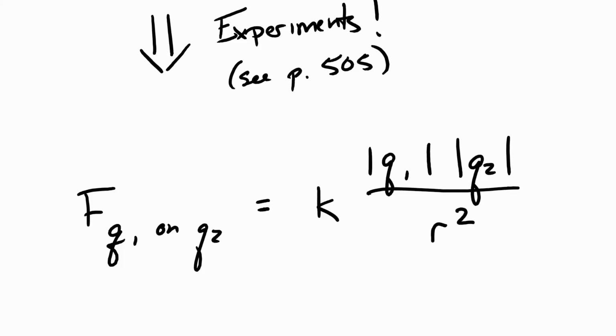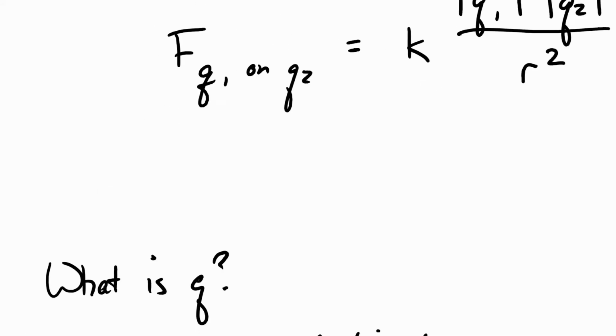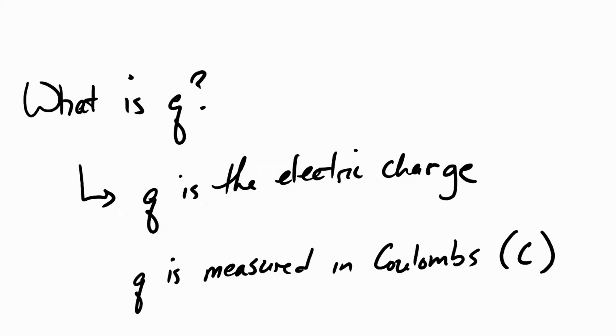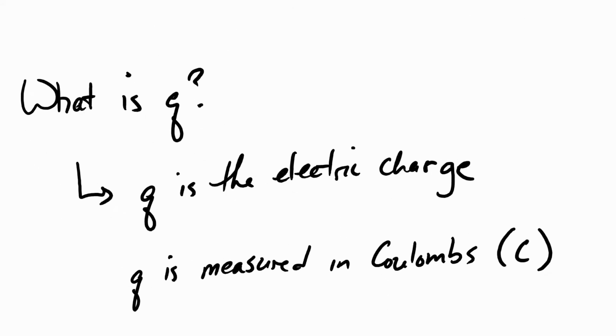So let's run through this very quickly. What is Q? Q is the electric charge. Be careful, electric, not electron. So this Q is just like the mass of an object. An object has a mass. An object has an electric charge, which we're going to call Q. It's measured in coulombs, so the unit is coulombs, represented with a capital C.